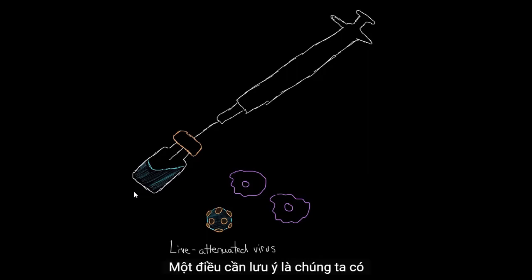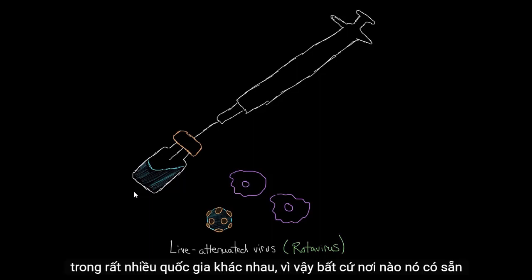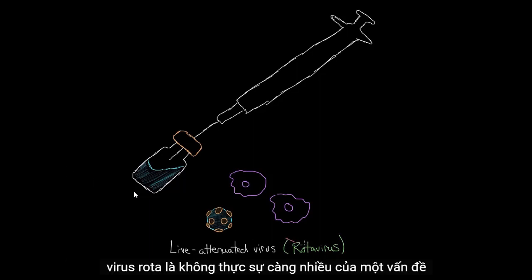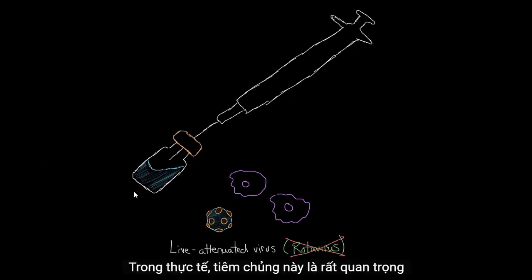So one thing to keep in mind is that we have a vaccination available for the rotavirus. This vaccination is available in a lot of different countries, right? So wherever it's available, the rotavirus isn't really as much of a problem in those countries. And in fact, this vaccination is so important because it saved thousands of lives.